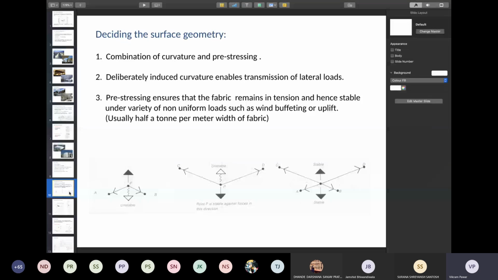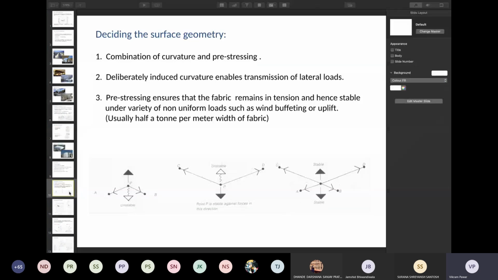Now, how do you decide the surface geometry? Surface geometry is decided by a combination of curvature and pre-stressing. You intentionally, deliberately induce curvatures to enable transmission of lateral loads. Pre-stressing ensures the fabric remains in tension and hence stable under a variety of non-uniform loads such as wind buffeting or uplift, usually half a ton per meter width of the fabric.